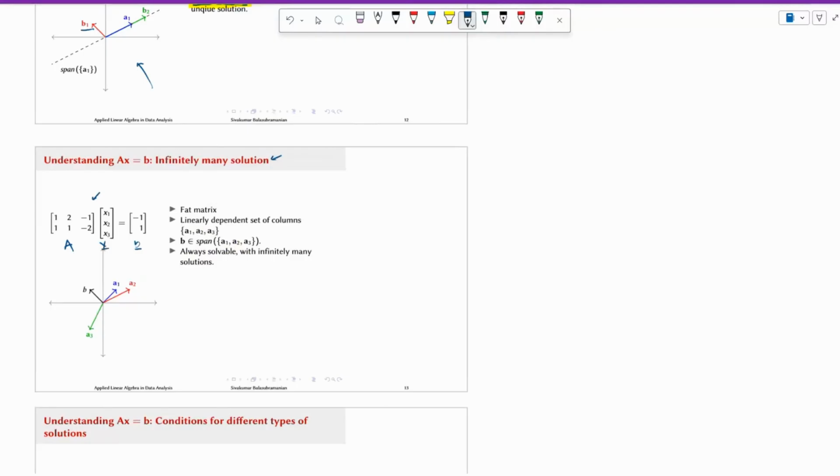And the geometry associated is this. Now we don't just have two vectors in R2, but we have three vectors: A1, A2, and A3. So the columns of A now form a linearly independent set.